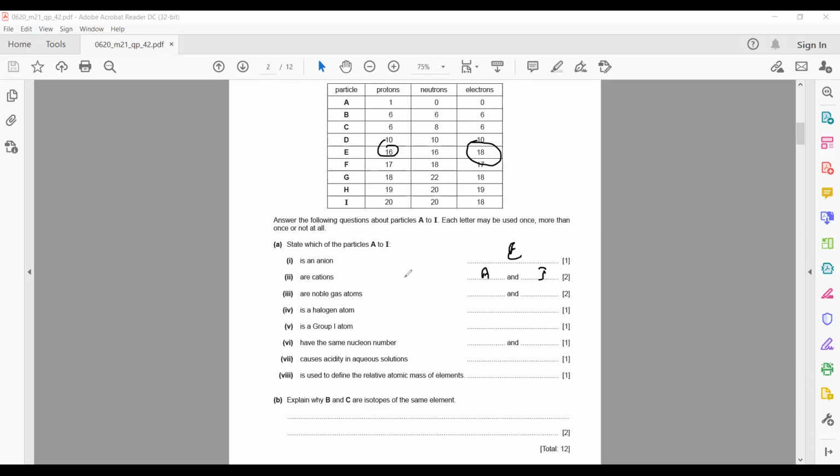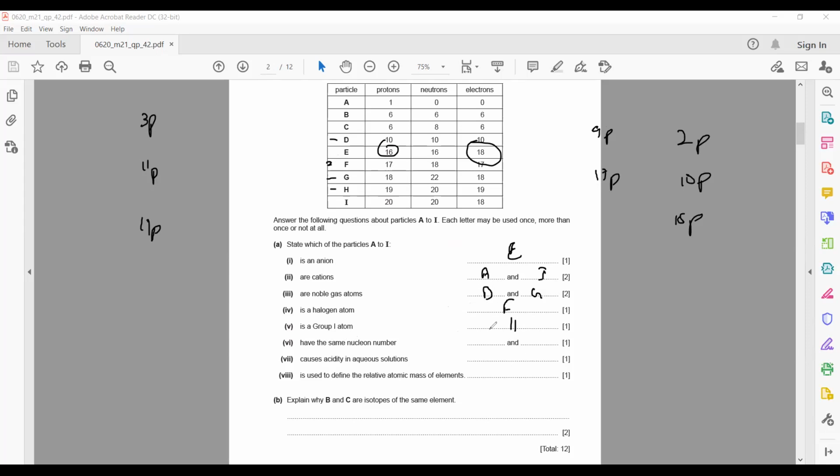Or atoms of noble gas. So how do we work out atoms of the noble gas? Because atoms of noble gas will have either 2 protons, 10 protons or 18 protons. So there is one of 10, that is D, and 18, so that is D and G. Halogen means group 7 when we check the periodic table. So they will have 9 protons, 17 protons. So there is no 9, but there is 17. That's why it is F. Then group 1 can have 3 protons, 11 protons, 19 protons. So there is only H.